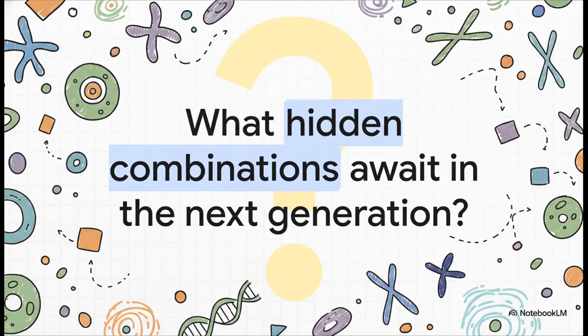Which leaves us with a pretty fascinating final thought to ponder. If our physical traits are ultimately just an incredibly complex roll of the cellular dice, what hidden, remarkable combinations of traits are waiting to be uncovered in the next generation?